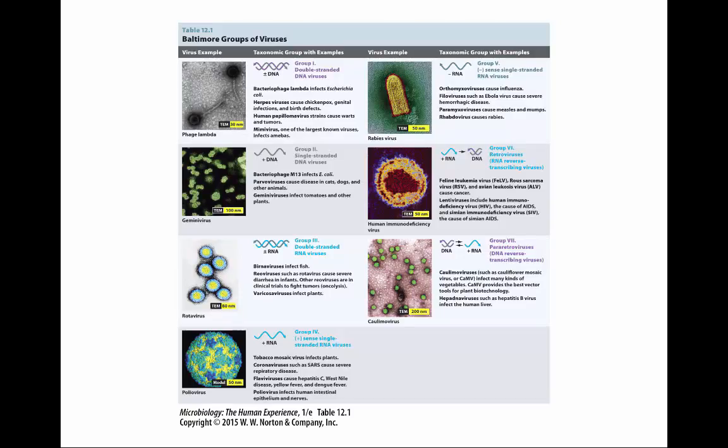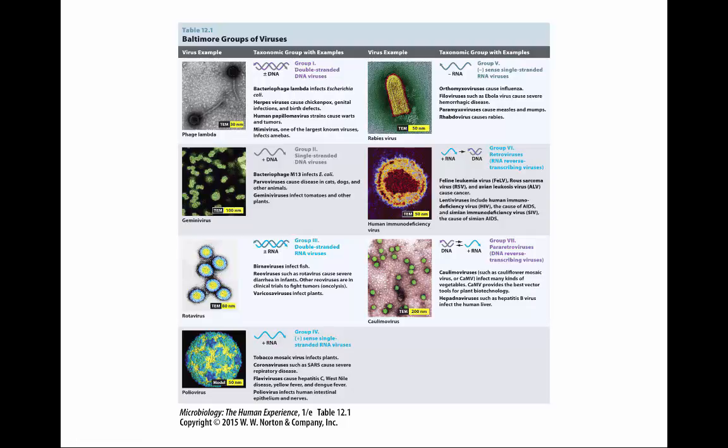When we think about viruses and their host range, we also can appreciate the diversity in both shape and genome of viruses. So when we think about viruses, we classify them according to these Baltimore groups. So viruses can have a double-stranded DNA genome. So this means they have two complementary strands.